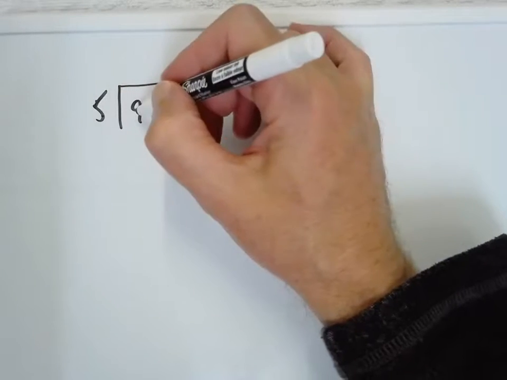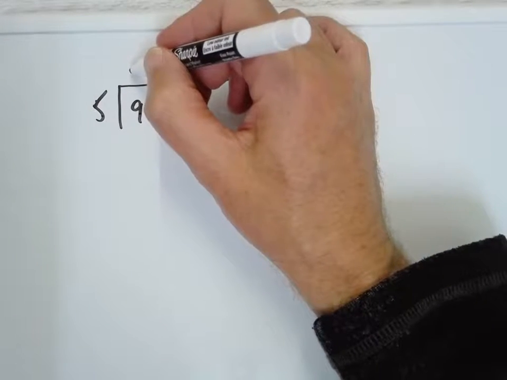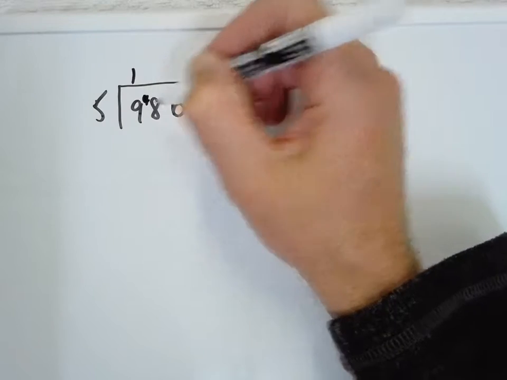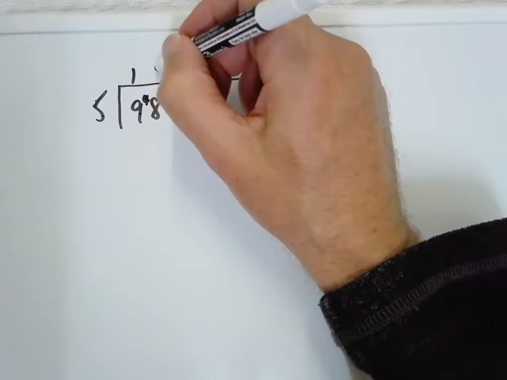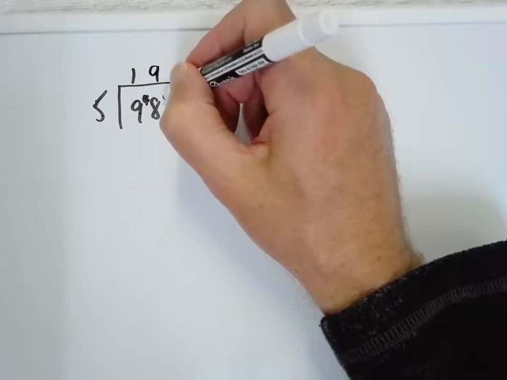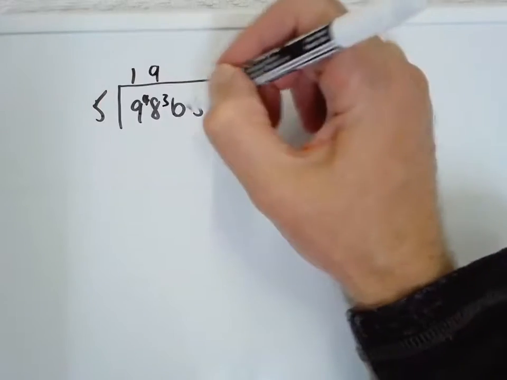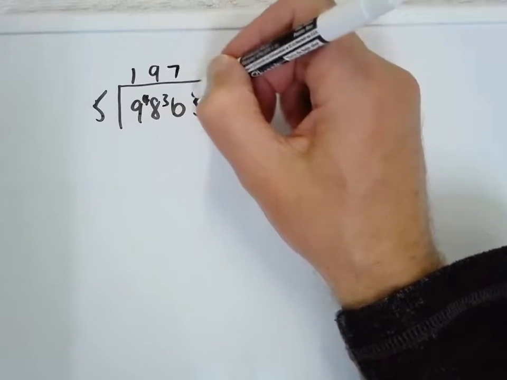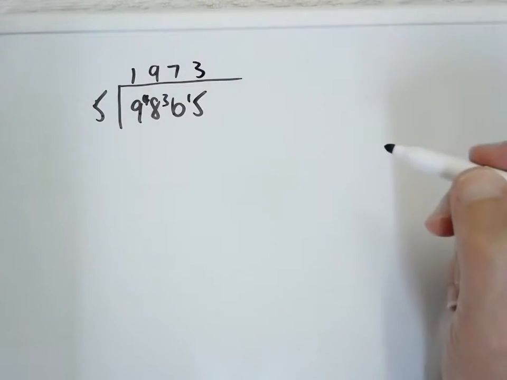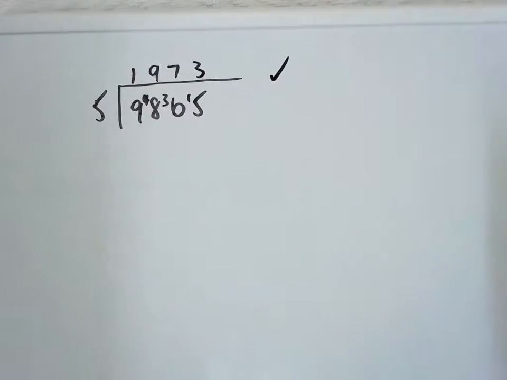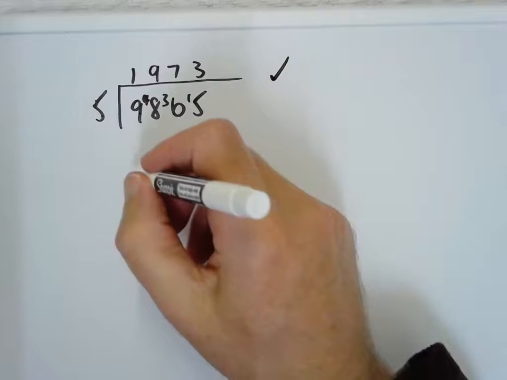How many times does 5 go into 9? It goes once and 4 left over. 5 into 48. 9 5s are 45. 3 left over. 5 into 36, 7 and 1 left over, 5 and a 15, 3. Nice and easy, and that is exactly what I would do if I was asked to do that question.